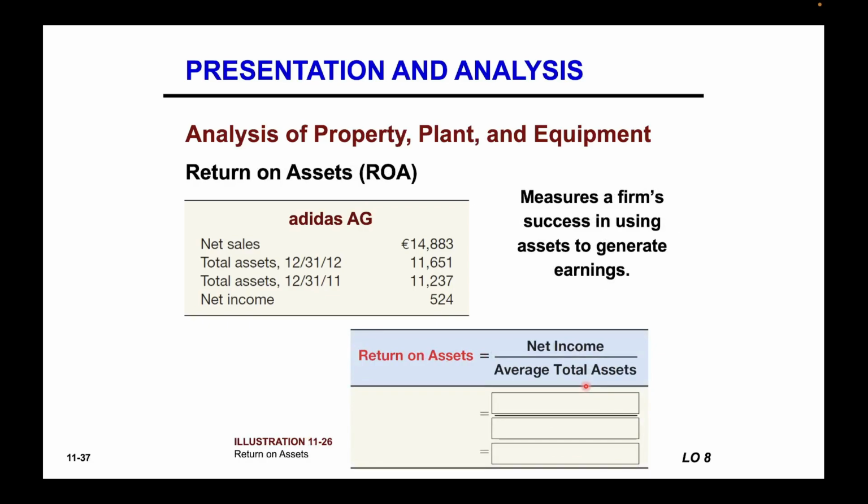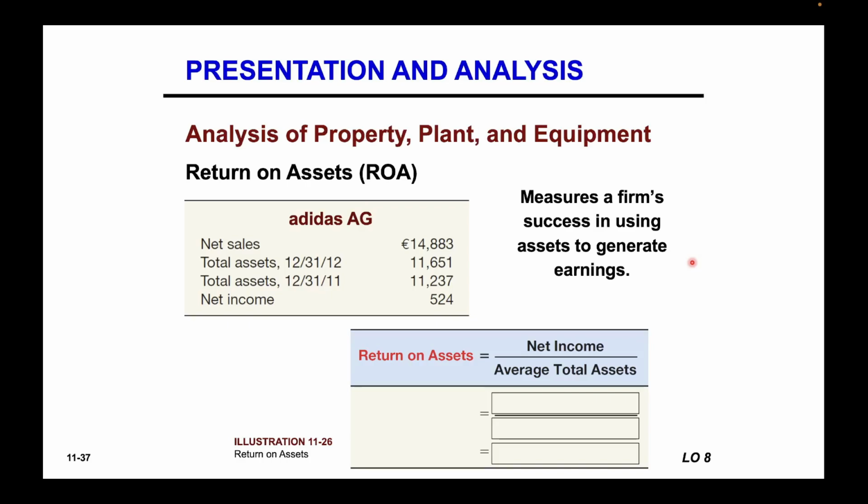Another metric, or another indicator here, is return on assets, or ROA. This ratio measures how effectively a firm or company uses its assets to generate earnings.